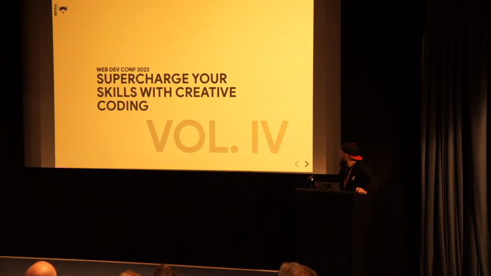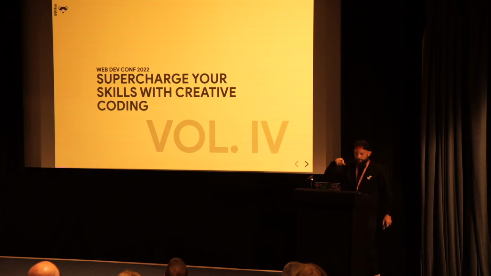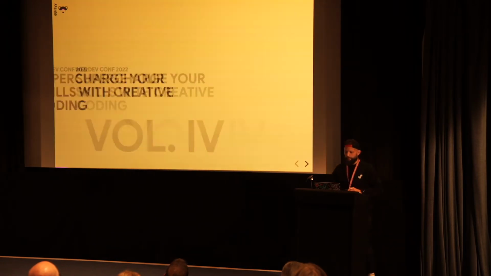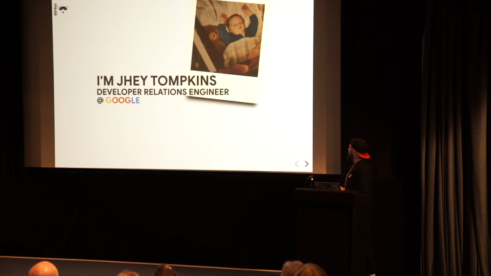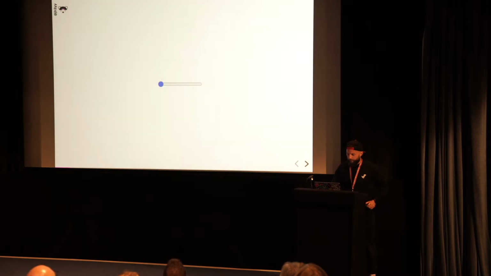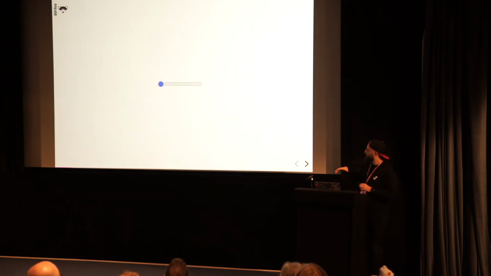All right, so this is Supercharge Your Skills with Creative Coding. This is volume 4. This is the 4th time I've given this talk since May, but every time it changes. Each time the deck is different, so don't worry, you're not getting any recycled content. I am Jhey Tompkins. I'm a developer relations engineer at Google. That's enough about that. I usually like to start with thinking about tinkering with something or changing something in a particular way. So I like to start with the lowly input.